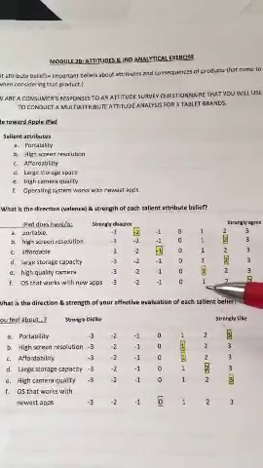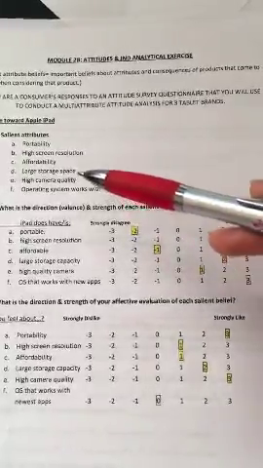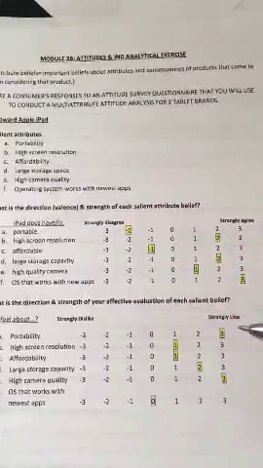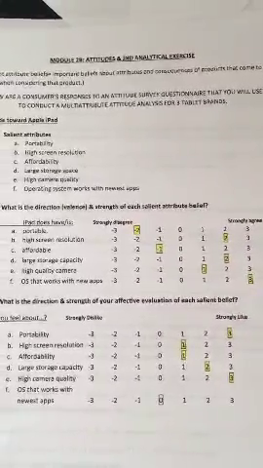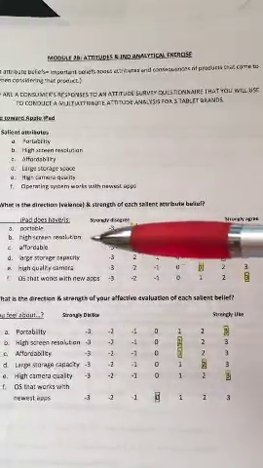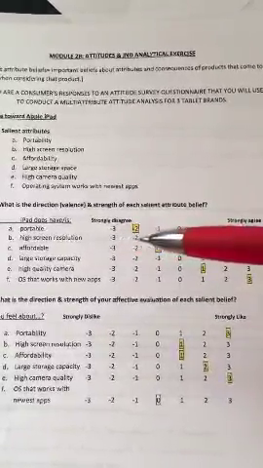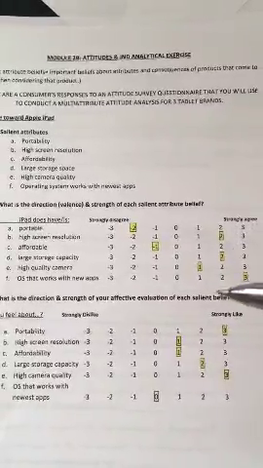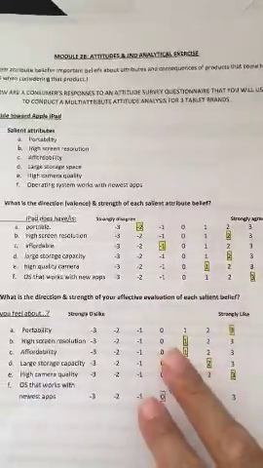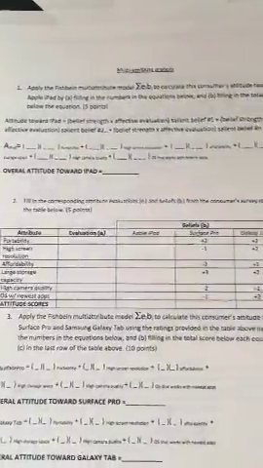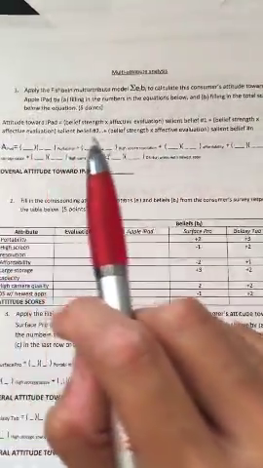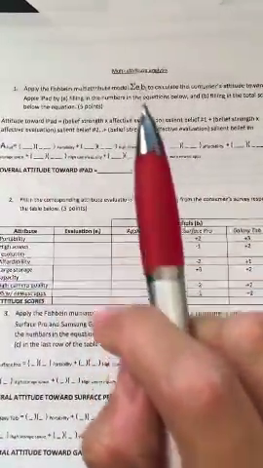So what are we multiplying together for attribute 1? We are multiplying this right here times this right here. And then we're going to add that to the belief times the evaluation for attribute 2, screen resolution, +2 times +1. And the same goes for all the others. So that is what this question is referencing. So like I said, this is just the verbal explanation of this formula, the Fishbein formula.